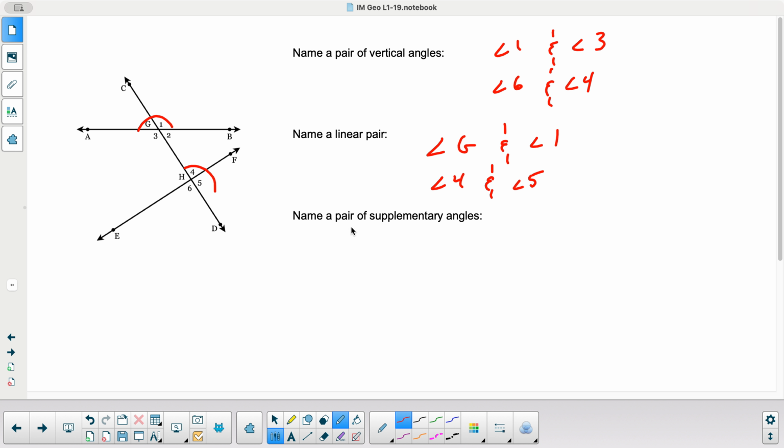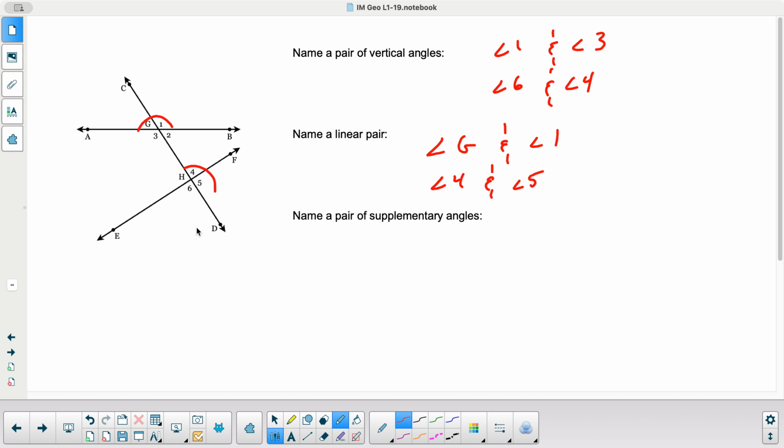Okay, and supplementary. So all the linear pairs are also supplementary. You can't really be a linear pair and not be supplementary. You could be supplementary and not be a linear pair if your angles are not adjacent to each other, but they still add to 180.